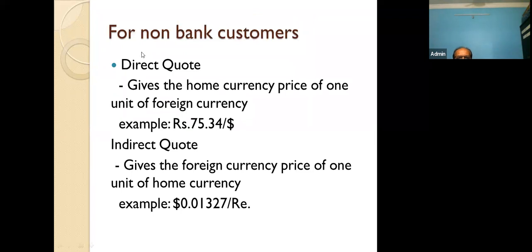Then for non-bank customers, like you and me, we are called non-bank customers. There are two types of quote: direct quote and indirect quote. Now what is a direct quote? A direct quote gives the home currency price of one unit of foreign currency.